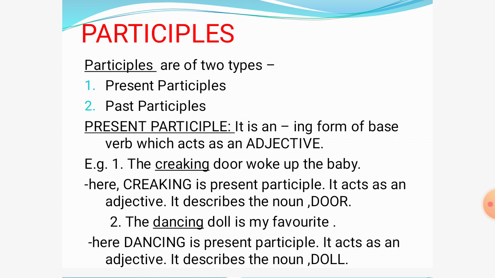Present participle. It is an ing form of base form of verb which acts as an adjective. For example, the creaking door woke up the baby. Here, creaking is present participle as it acts as an adjective. It is describing the noun door here. Look at the second example now. The dancing doll is my favorite. Here, dancing is present participle. It acts as an adjective as it is describing the noun doll in the sentence.